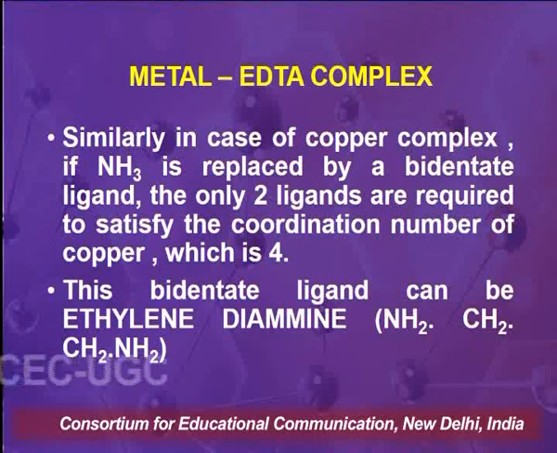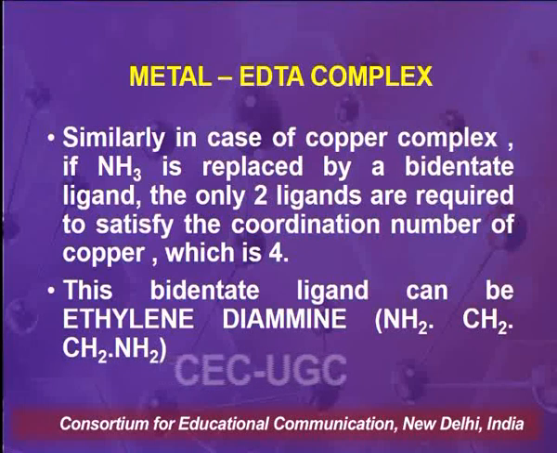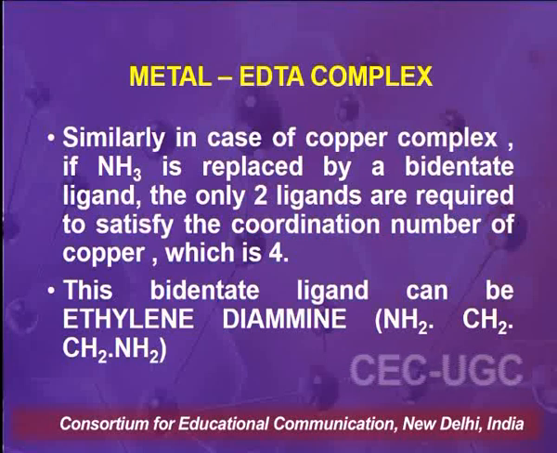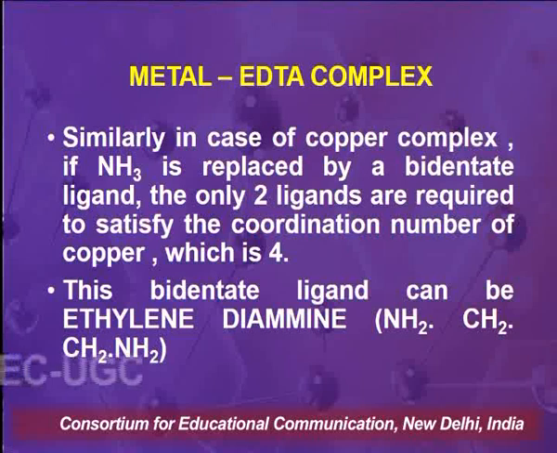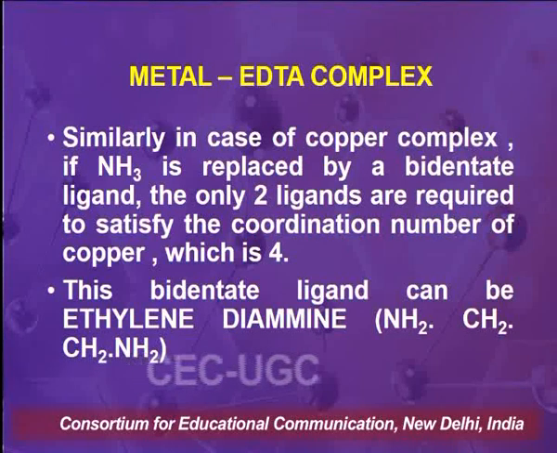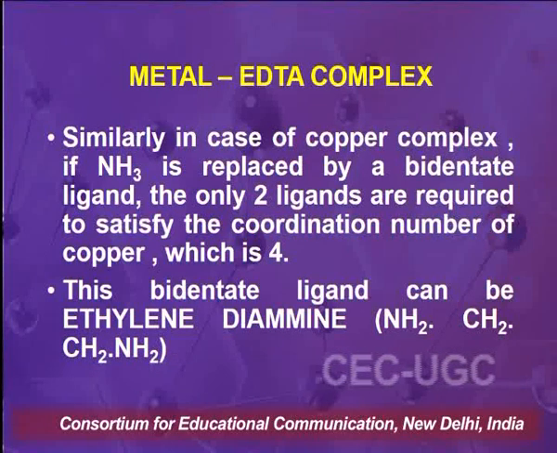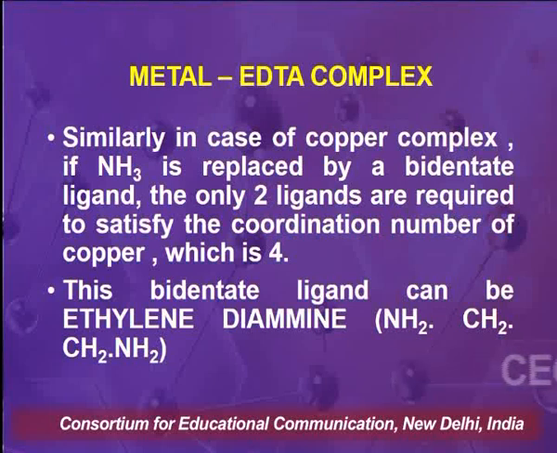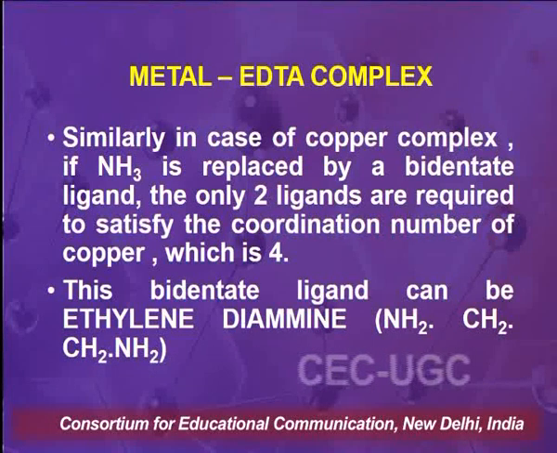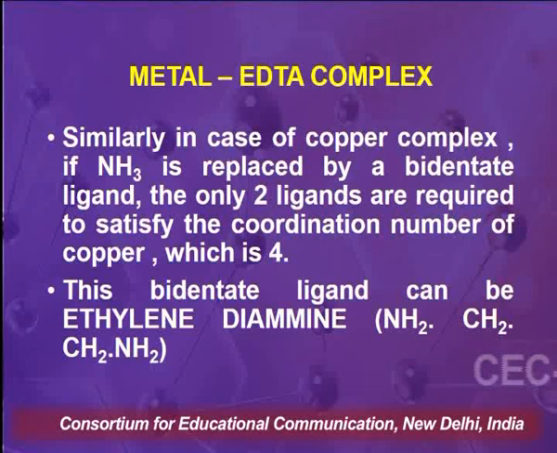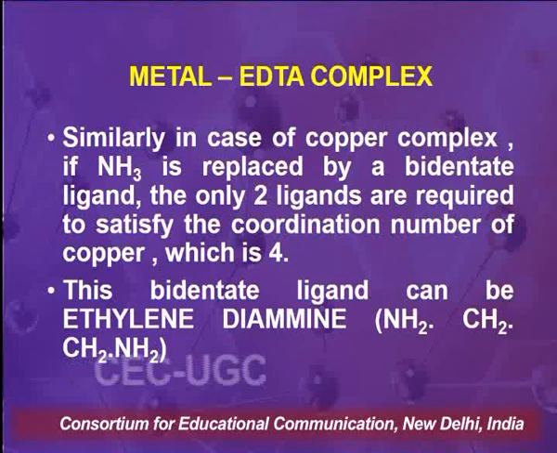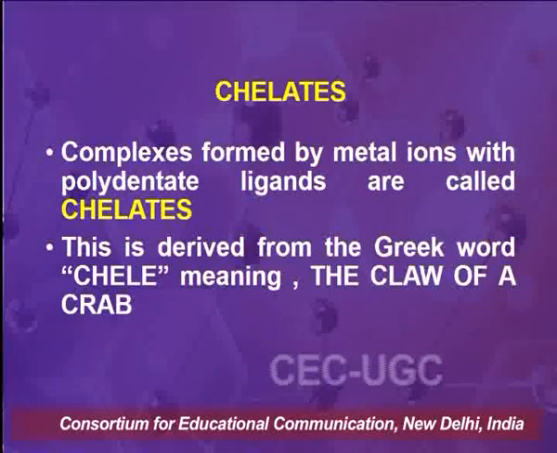So if a bidentate ligand is used, an example which can be chosen is ethylene diamine. As we can see in this, there are two NH2 groups where nitrogens are present, and these two nitrogens behave as electron donating groups. So ethylene diamine is a bidentate ligand, and only 2 moles of ethylene diamine will be required to complex with copper, whose maximum coordination number is 4 in this case.